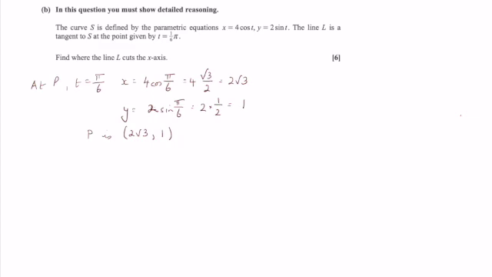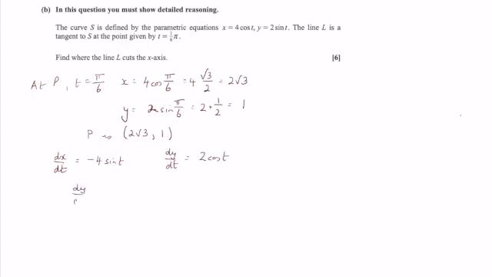Now, the gradient of the tangent is dy by dx. And by the chain rule, we know we need dx by dt and dy by dt. So let's find them. Dx by dt is the derivative of 4 cos t, which is minus 4 sine t, and dy by dt is the derivative of 2 sine t, which is 2 cos t.